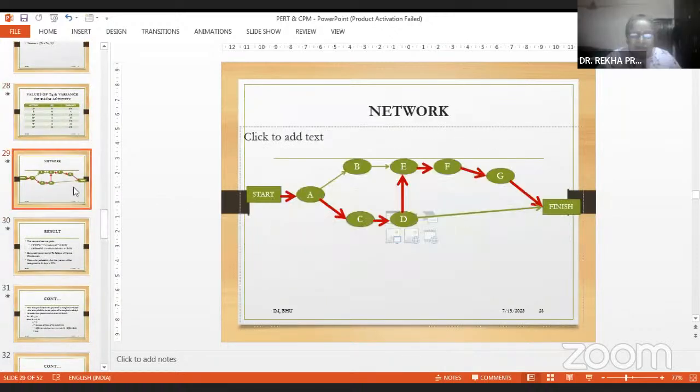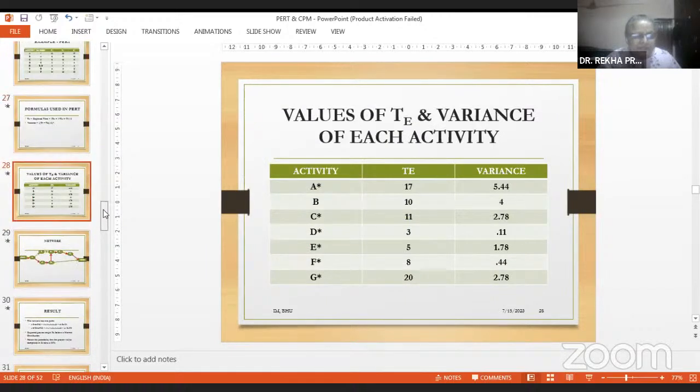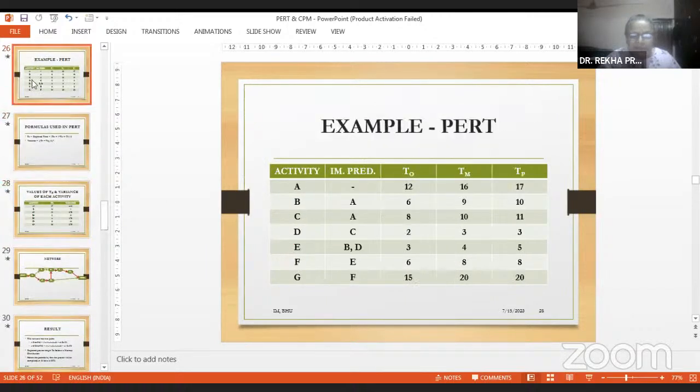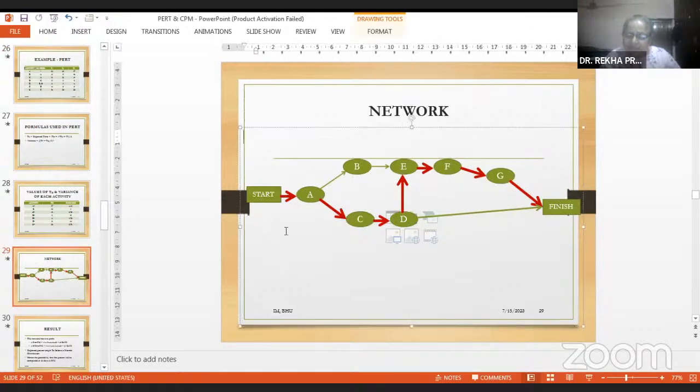So this is the network. It depends upon the data given to you. From A it is starting. B and C follow A, D follows C, E follows B and D, F follows E, G follows F. So here it is activity on node. Here the project means there is a definite start and a definite finish. So you are starting from A.